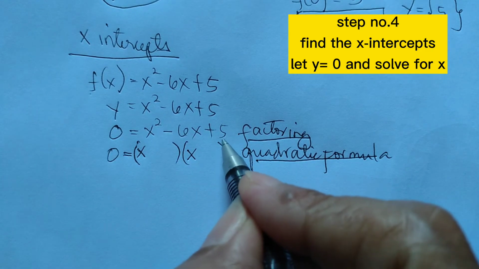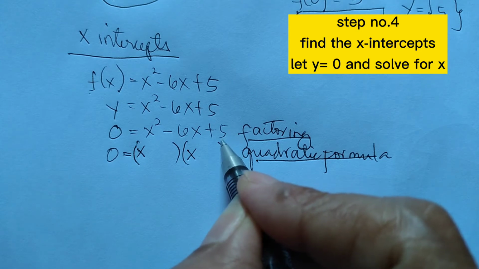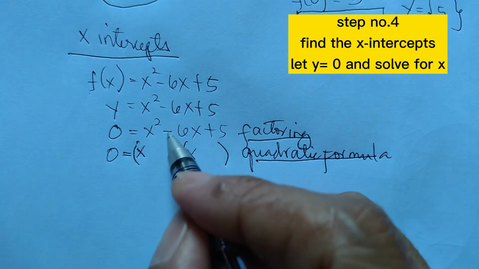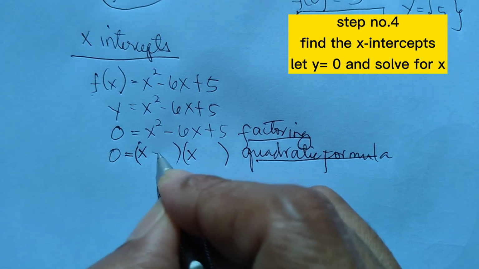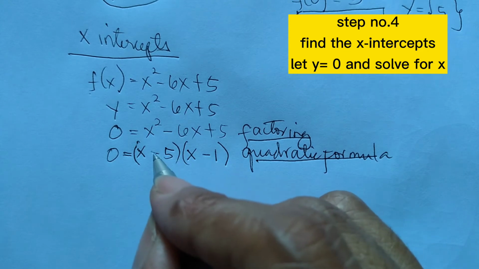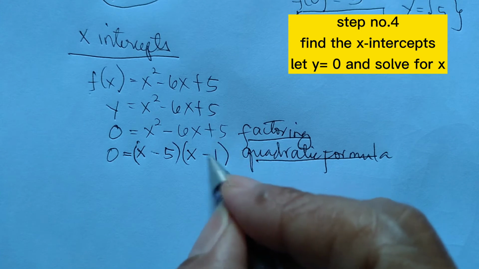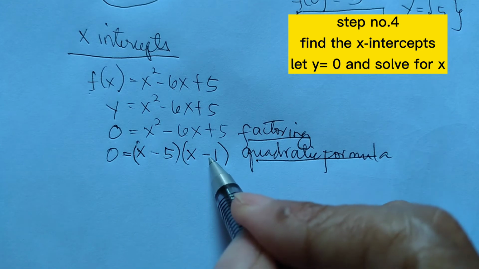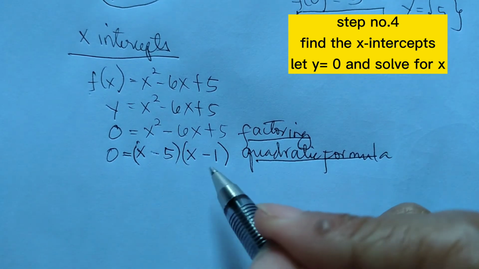And when we see the third term, which is positive 5, we can find factors of positive 5 that when we add, will give us negative 6. So, the factors are negative 5 and negative 1. If we multiply negative 5 times negative 1, that gives us positive 5. And if we add negative 5 plus negative 1, it will give us negative 6. So, meaning these factors are correct.